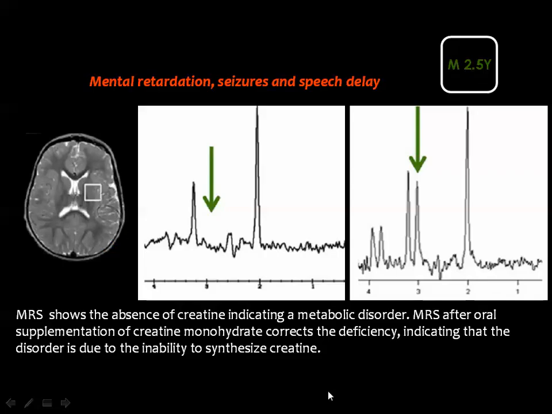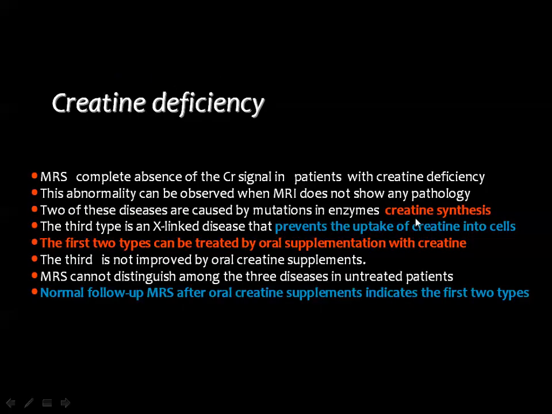If you look here, this is normal brain tissue, and you put the voxel here and you don't see the peak of creatine. Then if you give oral supplements of creatine and you repeat the MR spectroscopy, you get the normal creatine peak, and then you know that you are dealing with the first two types of the disease, which are due to the enzymes preventing creatine synthesis.